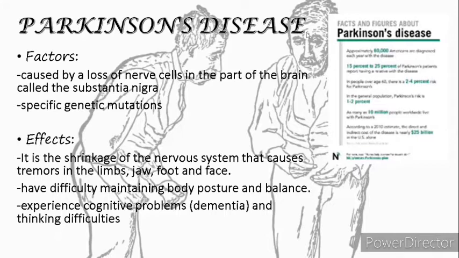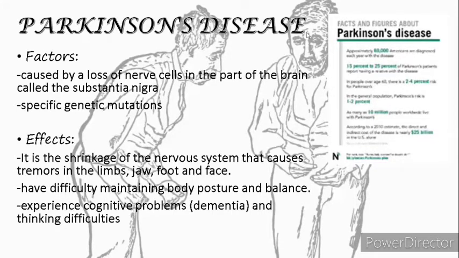Parkinson's disease is caused by a loss of nerve cells in a part of the brain called the substantia nigra. Nerve cells in this part of the brain are responsible for producing a chemical called dopamine. Researchers have identified specific genetic mutations that can cause Parkinson's disease, but these are uncommon except in rare cases with many family members affected by Parkinson's disease.